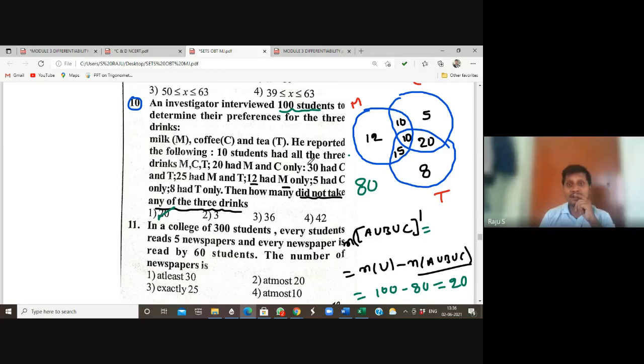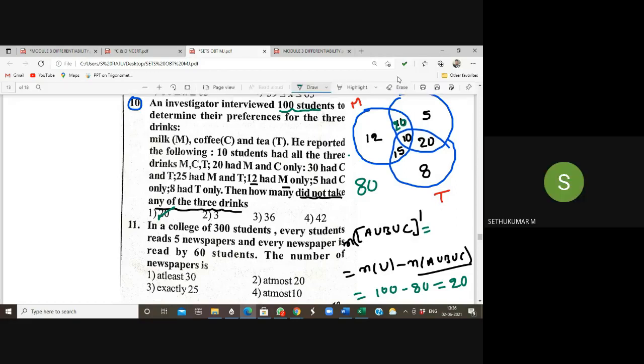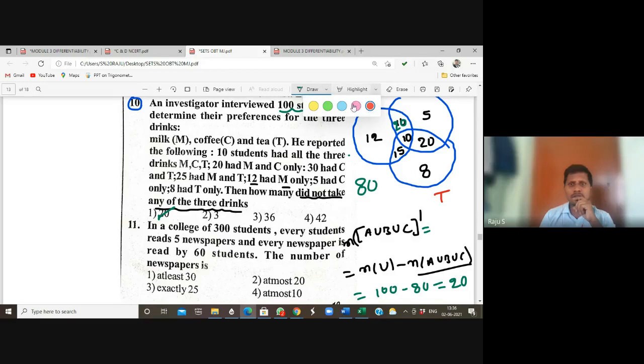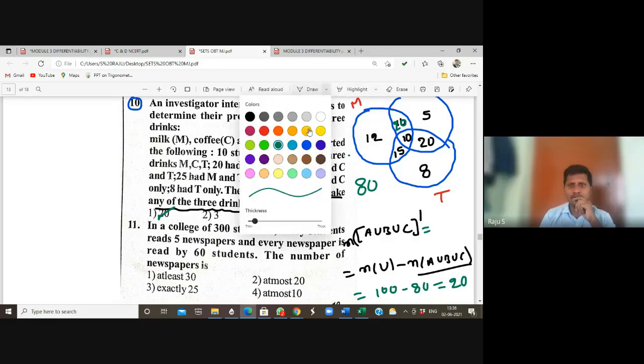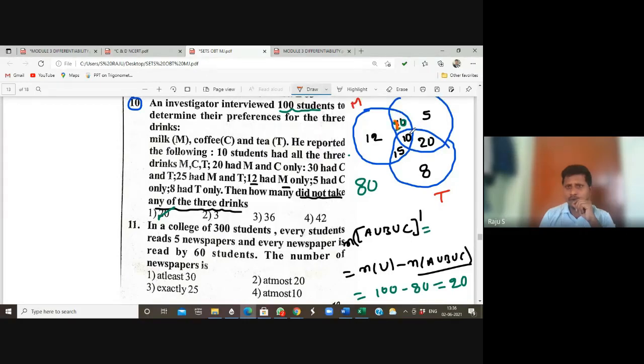MNC, nothing but what? Is this region not belonging to MNC? For example, 20 means here. The doubt is, sir, why don't we write here 10 instead of 20? Am I right? Yes, sir. So what about this down region? M and T. So here, what about this region? What is the region of M and C?